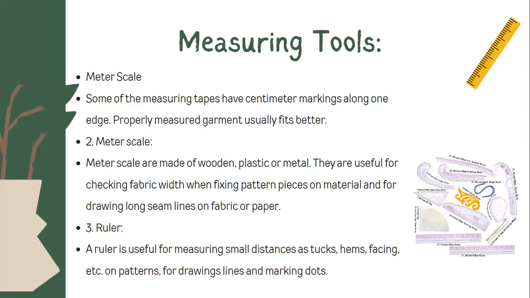Then for other measurements like small distances, there are different types of rulers that tailors or fashion designers use, for example for the sleeve. There are curved rulers and L-shaped rulers. These are for specific measurements, so that the sleeves, the tucks, and the hems can be measured. Small rulers can also be used for marking the lines, etc.